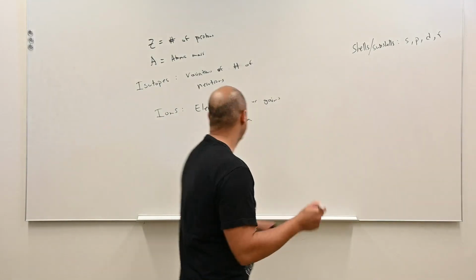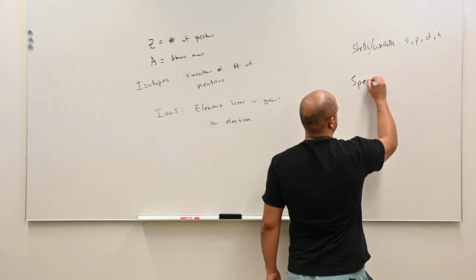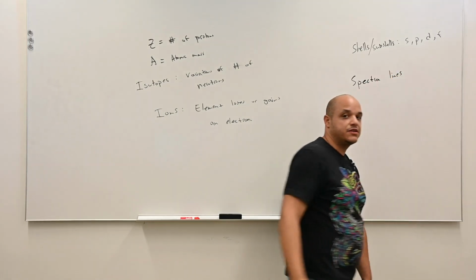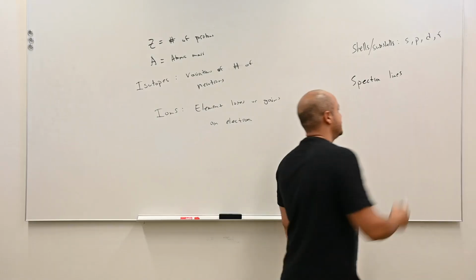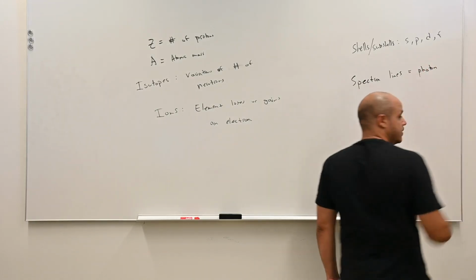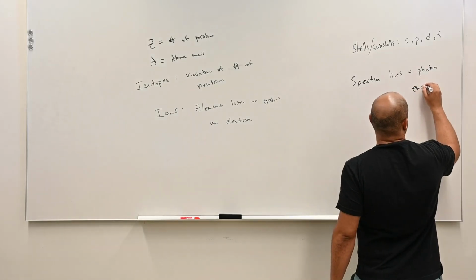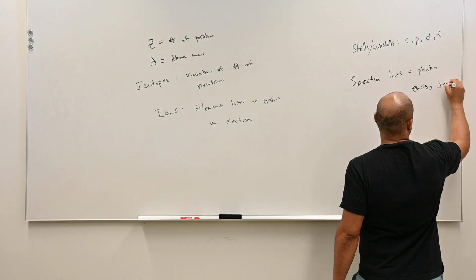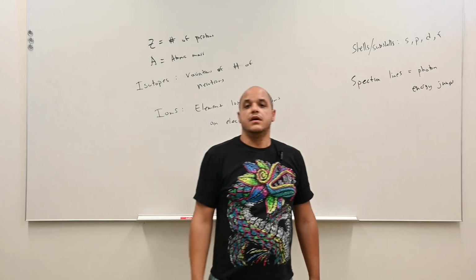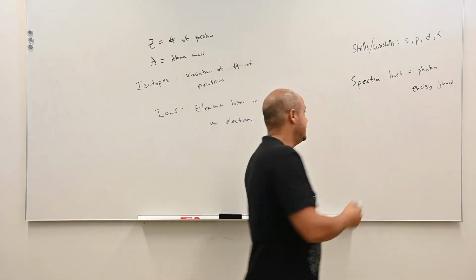So for spectra, spectral lines basically match the energy, the photon energy jumps. And what we see in the lab matches what we see in stars.